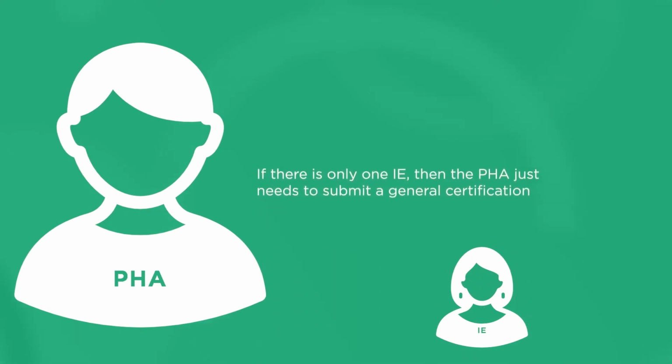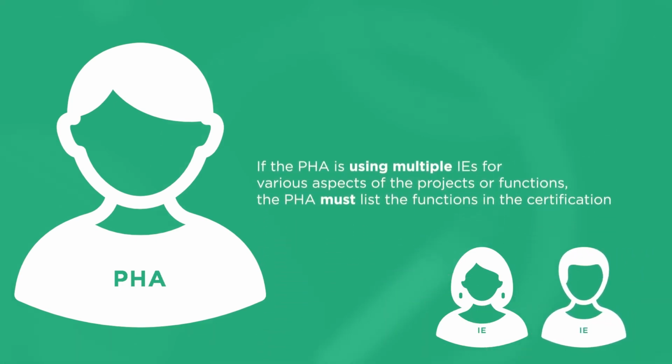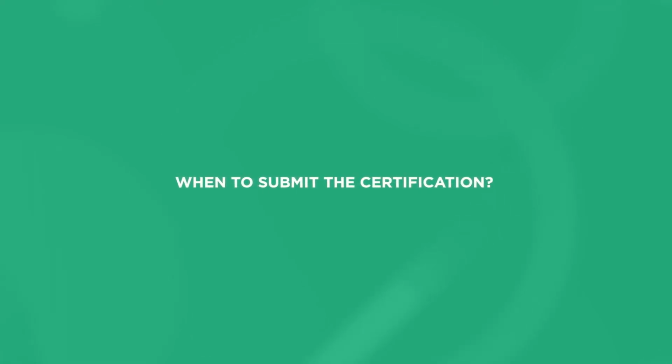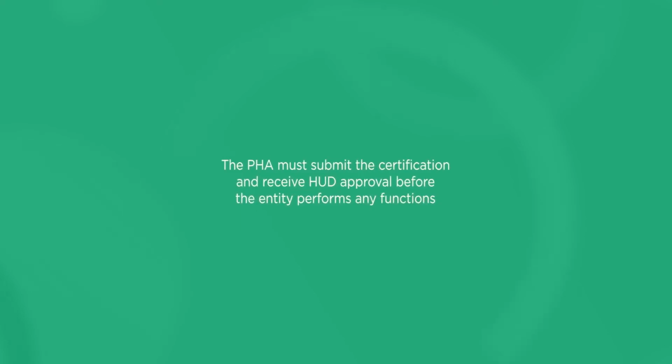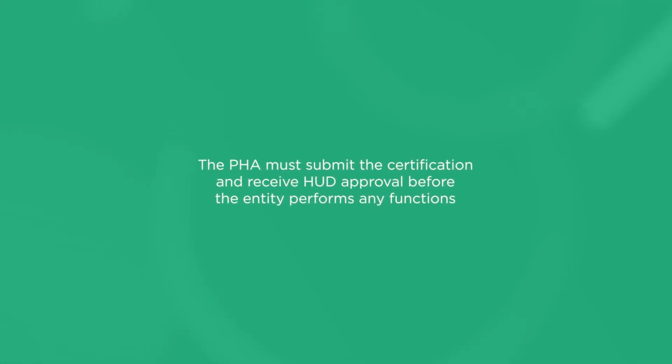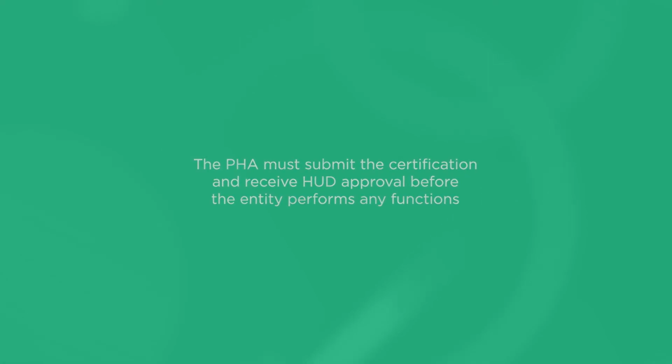If there is only one IE that will cover all the functions, then the PHA just needs to submit a general certification. If the PHA is using multiple IEs for various aspects of the projects or functions, the PHA must list the functions in the certification. So now that you have the information compiled in the certification, when does it need to be submitted? The PHA must submit the certification and receive HUD approval before the entity performs any functions.